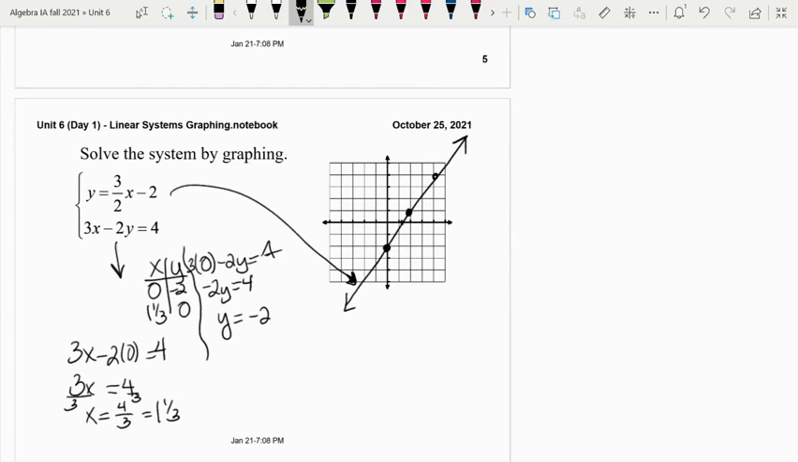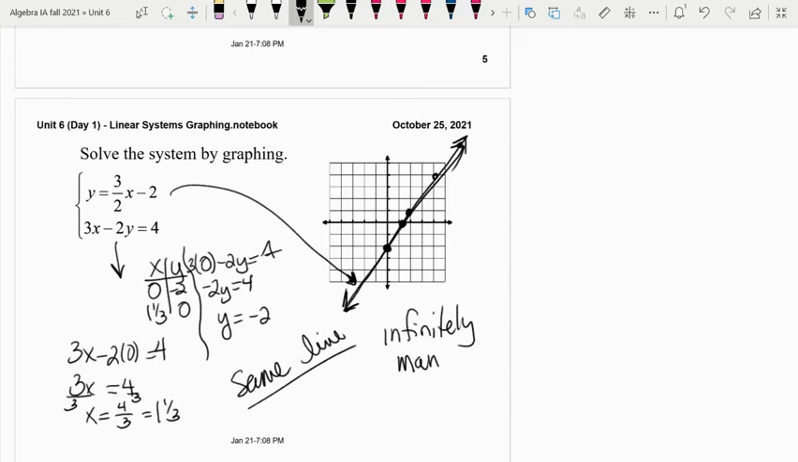So I go over 1 1/3, got it. -2 is here, so you can see these are the same line. So you would say infinitely many solutions.